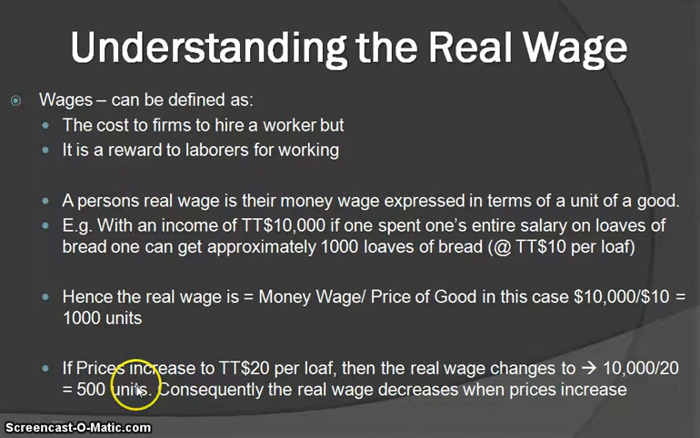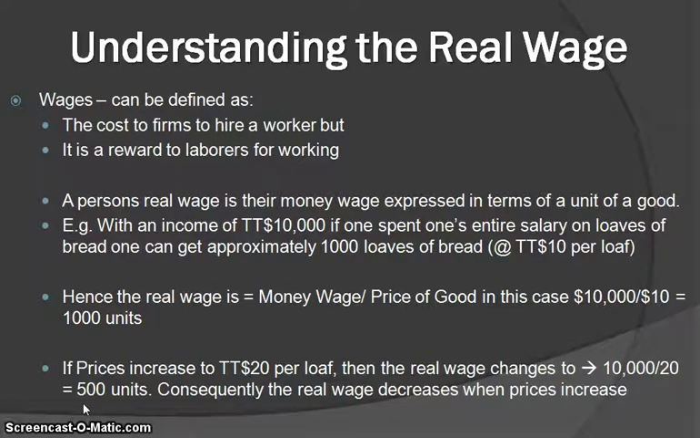Let's look at a situation where the loaf of bread rises to a price of $20 to fully understand this concept. It means that the real wage changes because the money wage remains the same. 10,000 divided by a new price of 20 means that the person can now only acquire 500 units, or 500 loaves of bread.